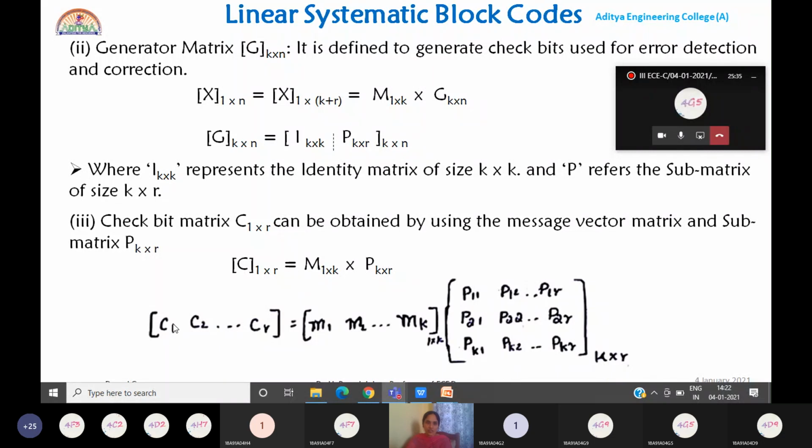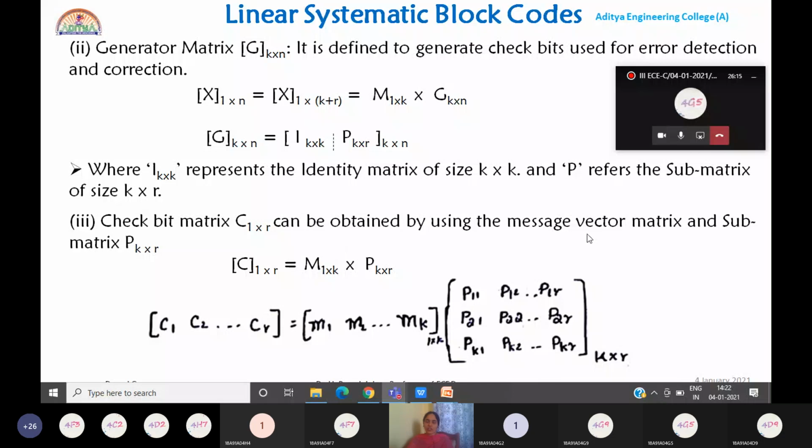So let us see, C of size 1 by R consists of a single row and R columns. So C1, C2 up to so on CR, which is equal to the message matrix of size 1 by K, that is M1, M2 up to so on MK, multiplied by this P, a submatrix of size K by R. So it has K rows and R columns. Please remember C is equal to M into P, message matrix multiplied by P.